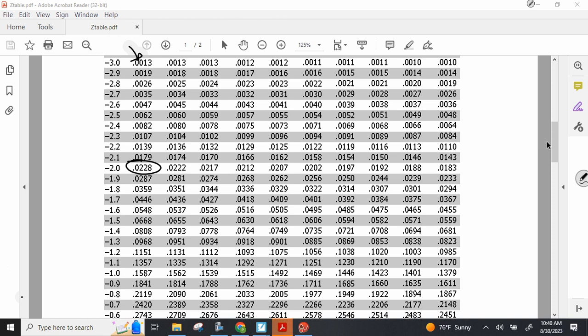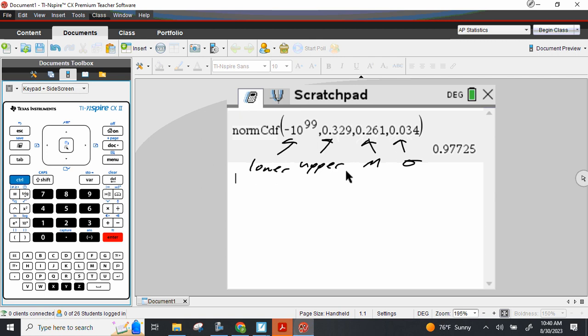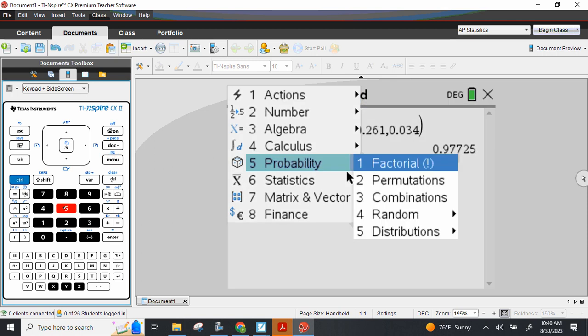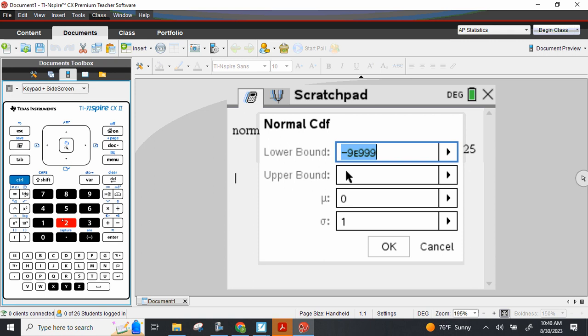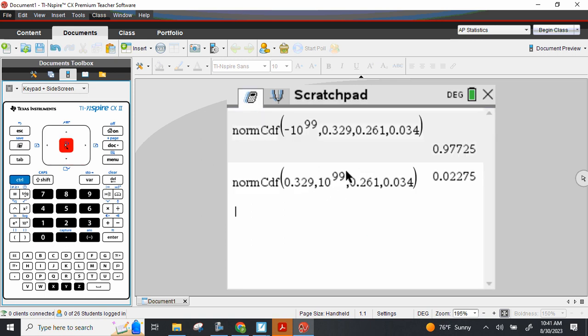Let's use the calculator. On the calculator, I'm going to hit menu, probability, distributions, normal CDF. My lower bound is 0.329. Upper bound is going to be positive infinity. The mean was 0.261. The standard deviation 0.034. There we go. Just trying to show you a bunch of different ways to approach this.